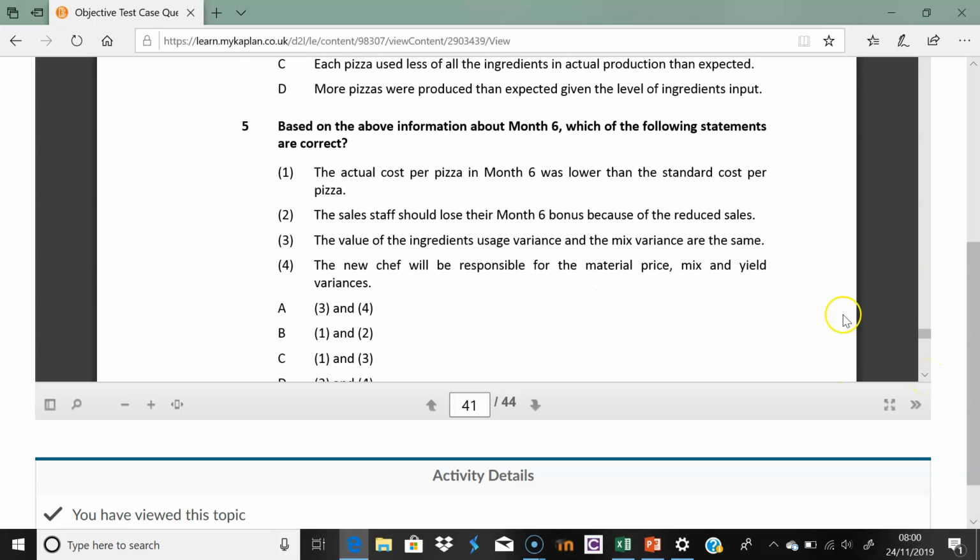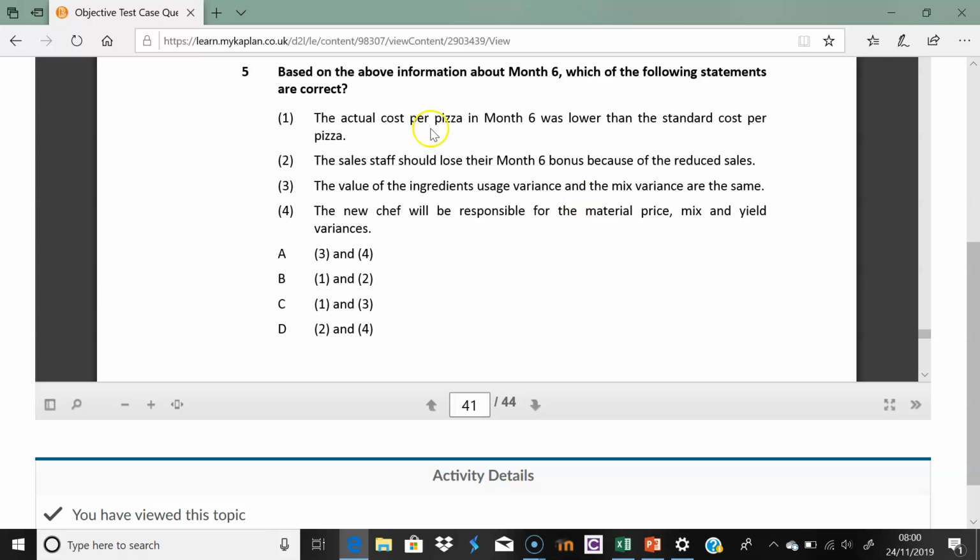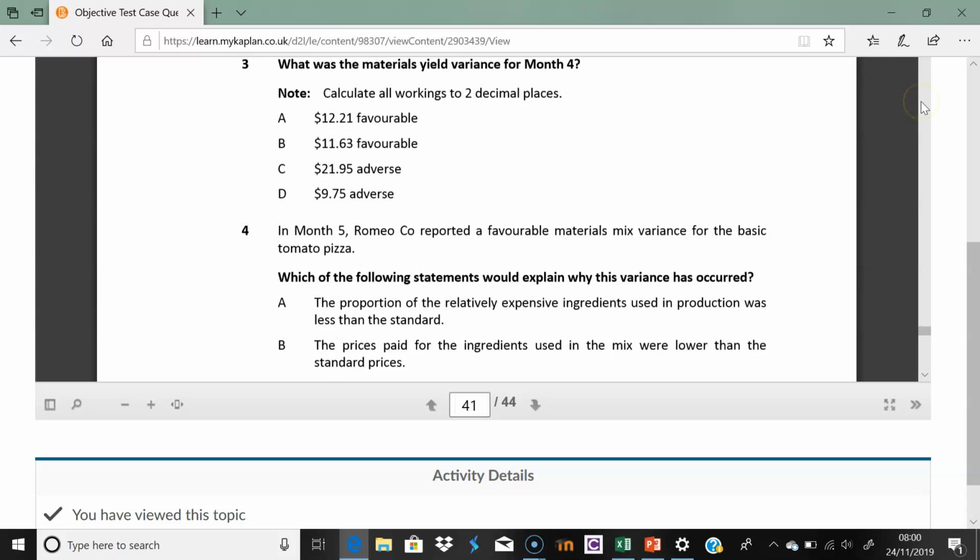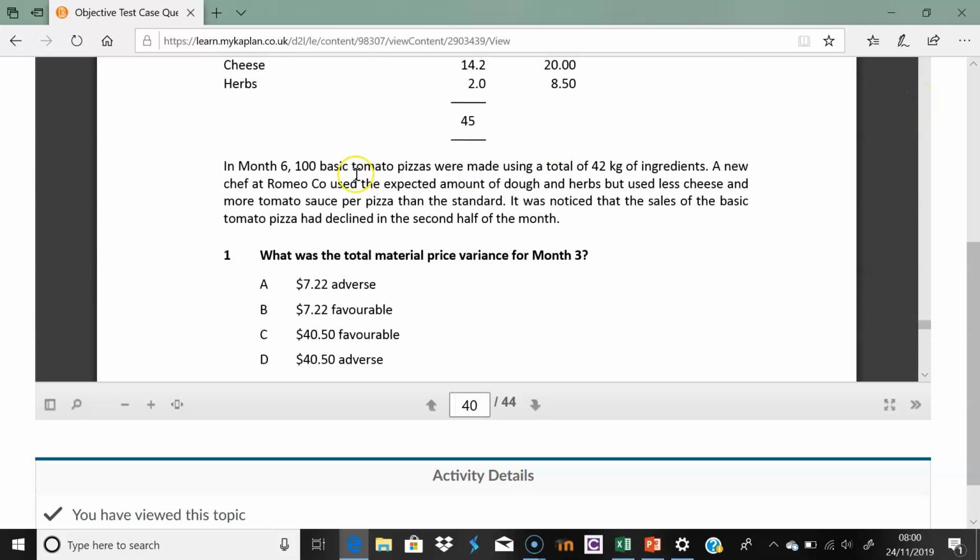So here, it's an interesting one. So 5A, the actual cost per pizza. In month 6, let's look at what happened. This chef says that in month 6, he makes 100 basic tomato pizzas using a total of 42 kilograms of ingredients. And here's the thing, he should have used 0.42 kilograms per pizza, and this matches exactly what the standard is. So he literally pulls 100 pizzas out of 42 kilograms.